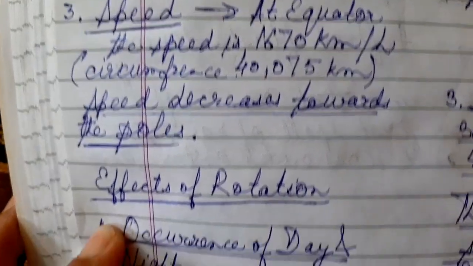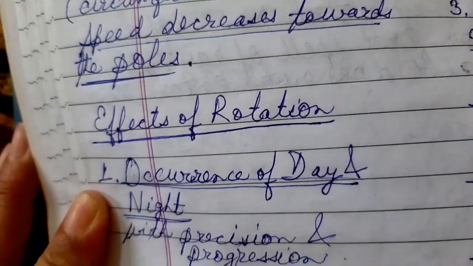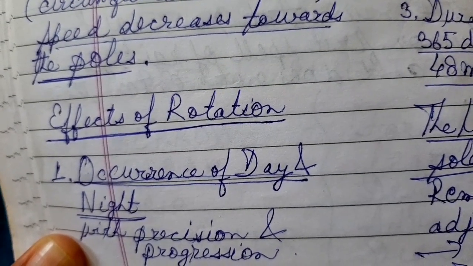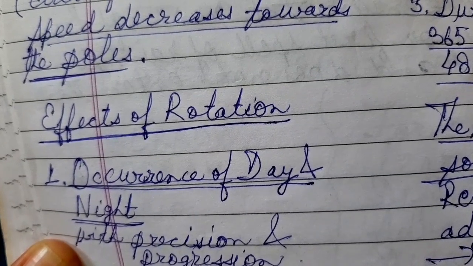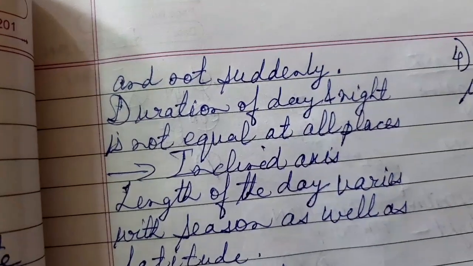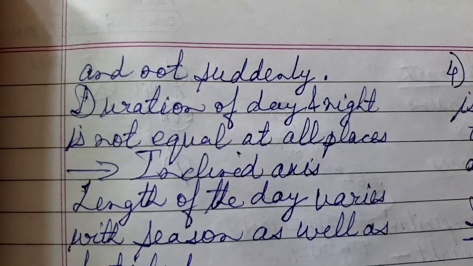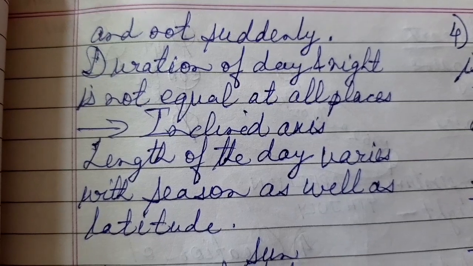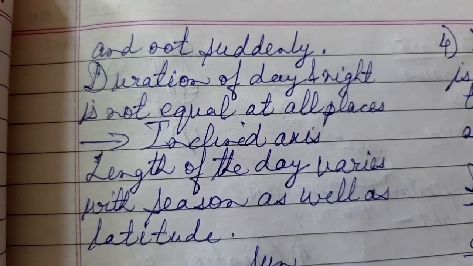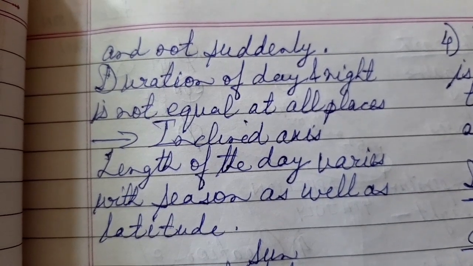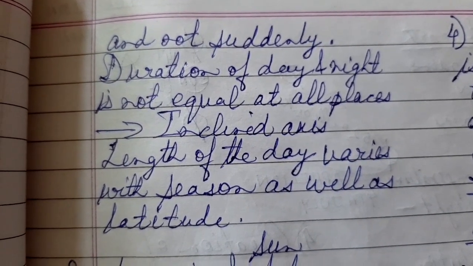Next we move on to the topic effects of rotation. This everybody knows. The main effect of rotation is occurrence of day and night, which happens with precession and progression. Now what does precession mean? Precession means that it occurs with an accuracy, and progression means that it happens gradually and not suddenly. And the duration of day and night is not equal at all the places, and this is mainly because of the inclined axis.